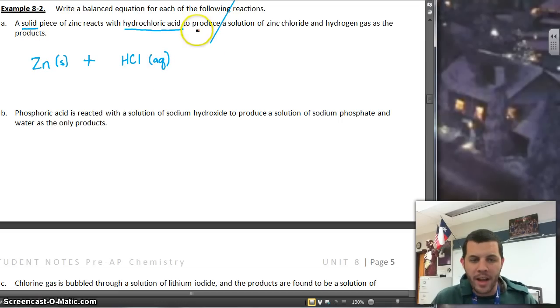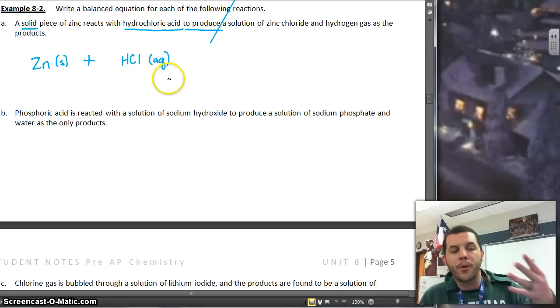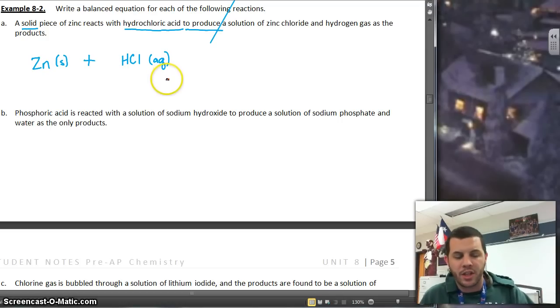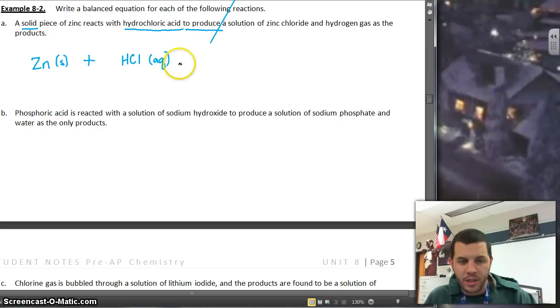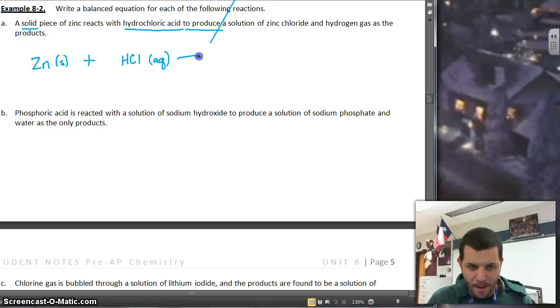Okay. Now we have a very special term. It says to produce. Okay. To produce tells me, okay, I'm done with my reactants. The reaction's going to occur, and now I'm going to get products. Okay. So I'm going to show that by putting an arrow. Okay. So now these are my reactants on the left-hand side of the equation. And now I'm going to figure out what my products are.